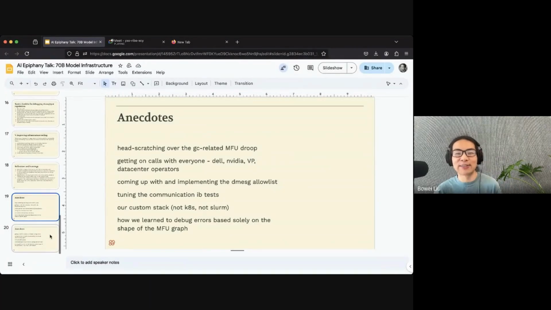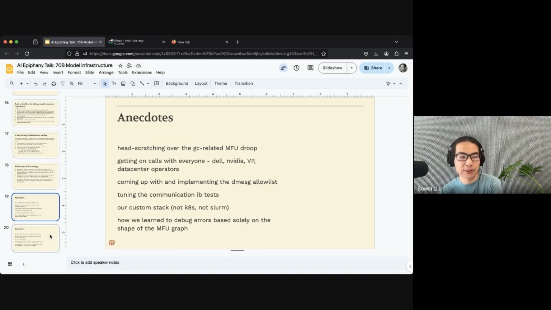What else? I would also like to talk about the garbage collection related MFU droop. This was probably the first issue that we ran into when we started scaling up from small 7B models to a 30B model. The first run we saw this on was, I believe, on 80 machines. We hadn't run a multi-machine InfiniBand run of that size yet.